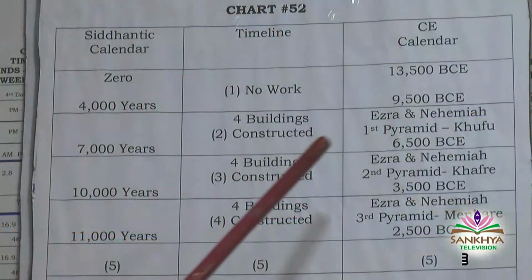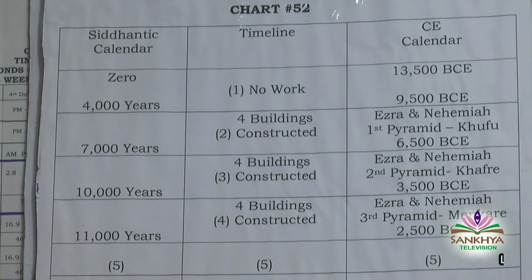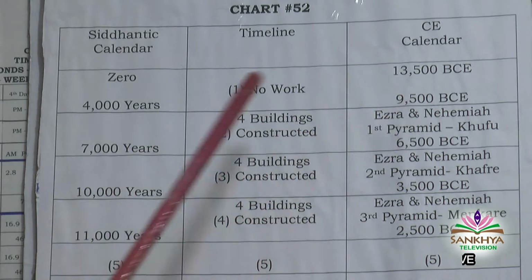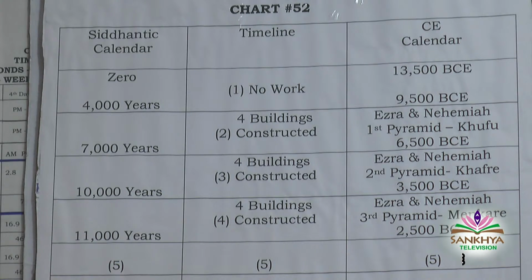All right. Now I separate the timeline here. We're dealing with 0 to 4,000 years. That is 13,500 to 9,500 BC. Bible in Ezra and Nehemiah, we're referring to those chapters. Construction of 3 pyramids. No work was done for the first 4,000 years. Ramcharita Manasa, same pattern was shown. No work was done on 12 buildings for 4,000 years. Right. That is this timeline here.